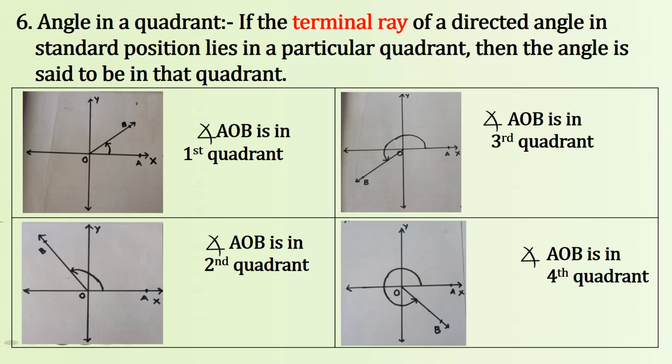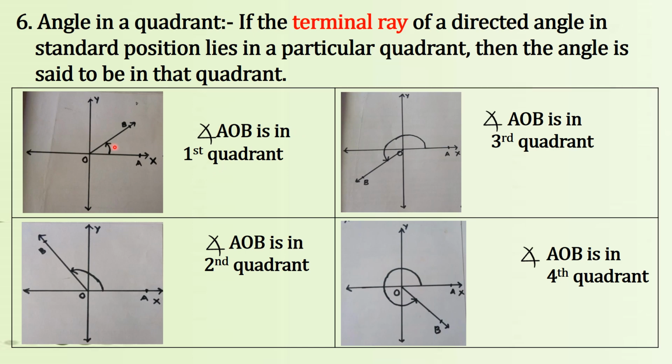Next one is angle in a quadrant. If the terminal ray of a directed angle in standard position lies in a particular quadrant, then the angle is said to be in that quadrant. Here, the particular thing is, it is a directed angle in standard position, meaning the initial ray or initial arm should be along the positive x-axis and the terminal ray should lie in any of the quadrants.